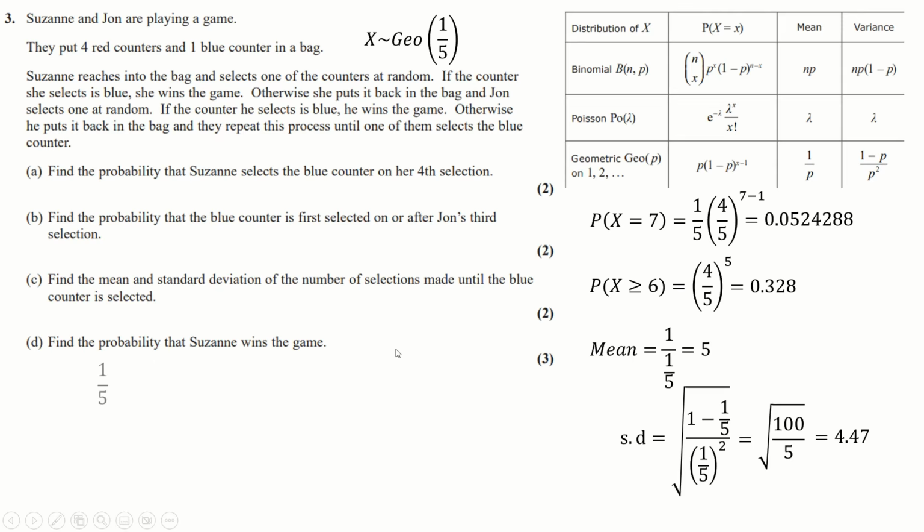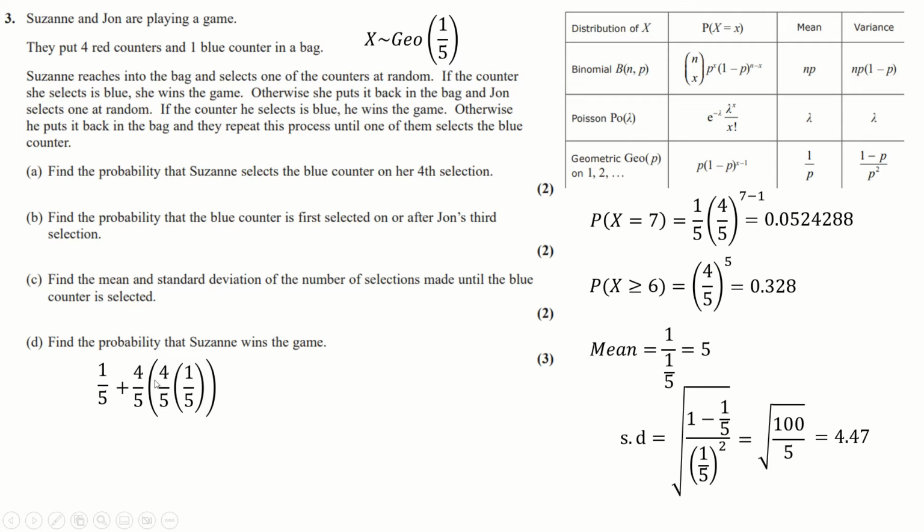Find the probability that Suzanne wins the game. Okay, she could win the game on the first go. She's got a 1/5 chance of that. If she doesn't do that, though, so 4/5 of the time, when she doesn't get it on the first try, she can hope that John also doesn't get it, which happens with chance 4/5, and then she'll get it on her second try. So she could get it on her first try, or if she doesn't, which is the remaining 4/5 of the time, John has to miss with 4/5, and then she gets it with 1/5 chance.